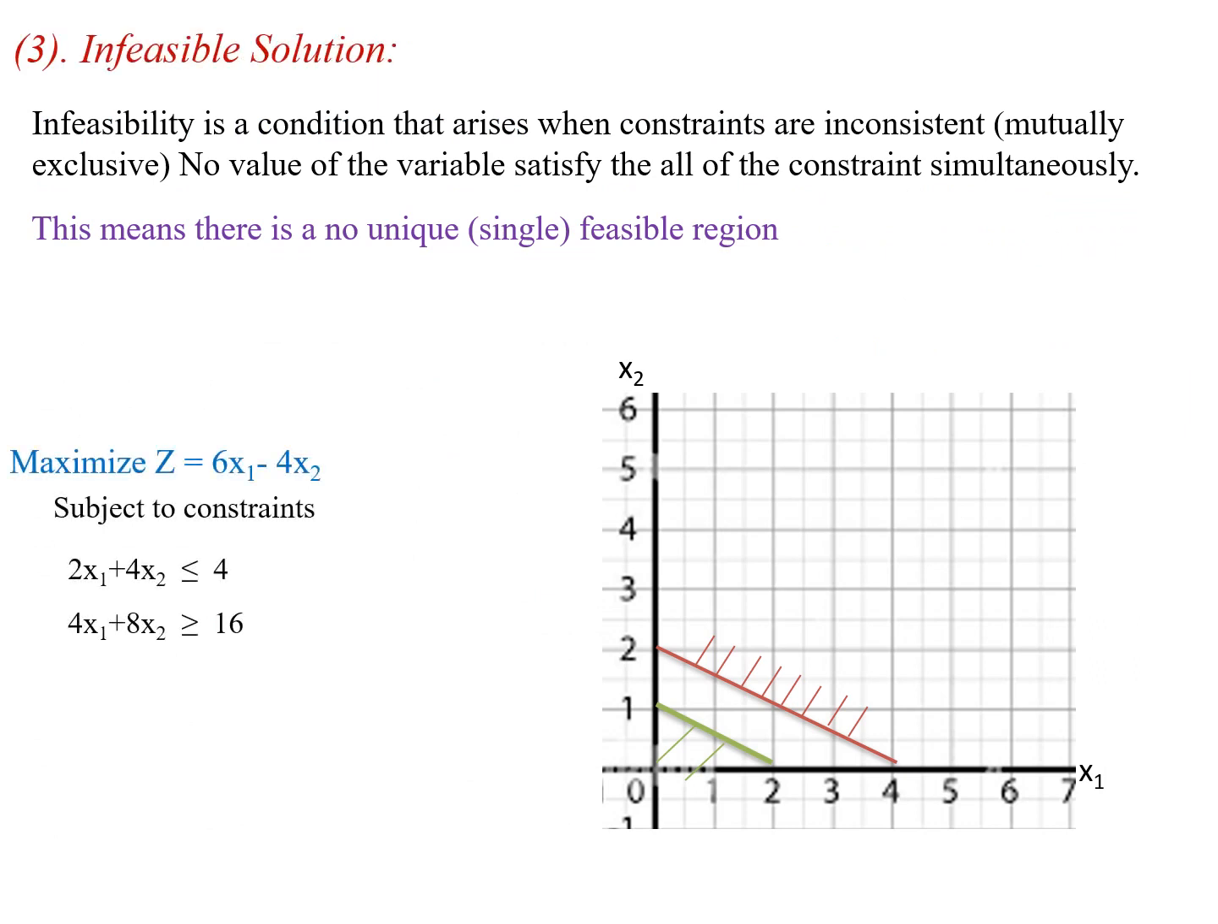Next, the third one is the infeasible solution. Infeasible solution means that when we don't have a feasible region, in this condition we call it the infeasible solution. See here, this is an example problem and this is the solution for the given problem. Here we observe that we don't have the feasible region. There is no common area. So in this condition we call it the infeasible solution.